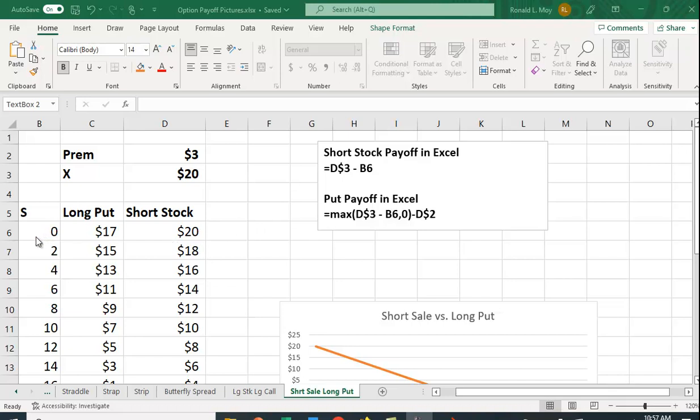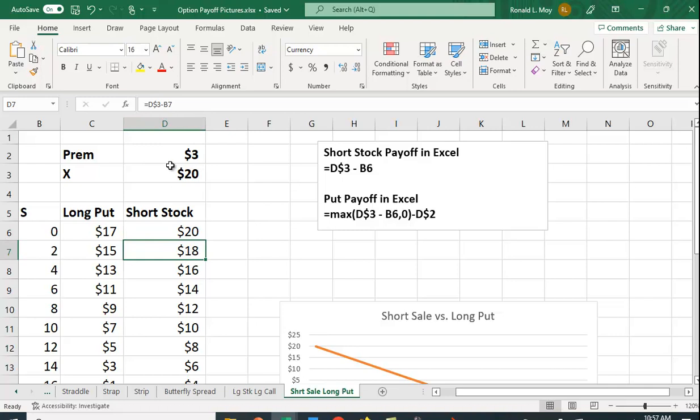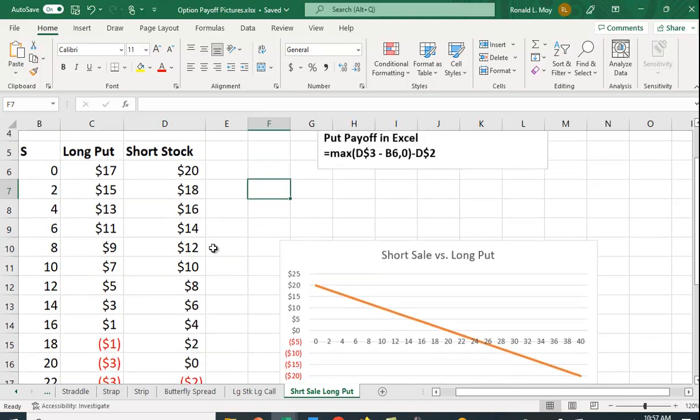What are we subtracting? We're subtracting the price of the stock. The first price of the stock is in B6, and I'll copy the formula down. So this right here is going to be D3 minus B6. This is going to be D3 minus B7. And you can see that when the price is zero, you sold it at 20, it cost you zero to buy it back, you made $20. If the price fell to $2, you sold it for 20, you had to buy it for $2 to cover your position, you make $18, etc., etc.